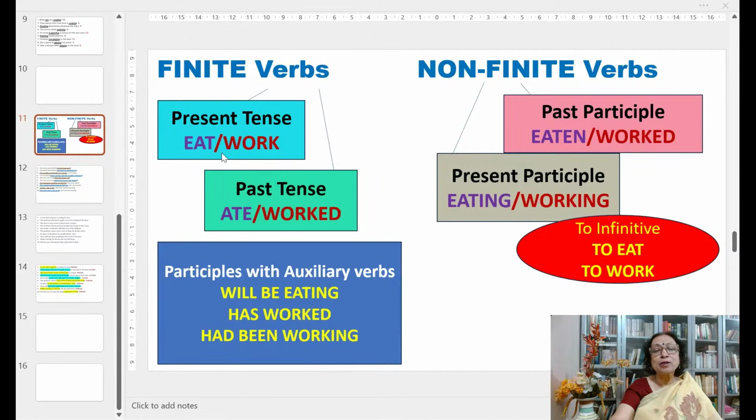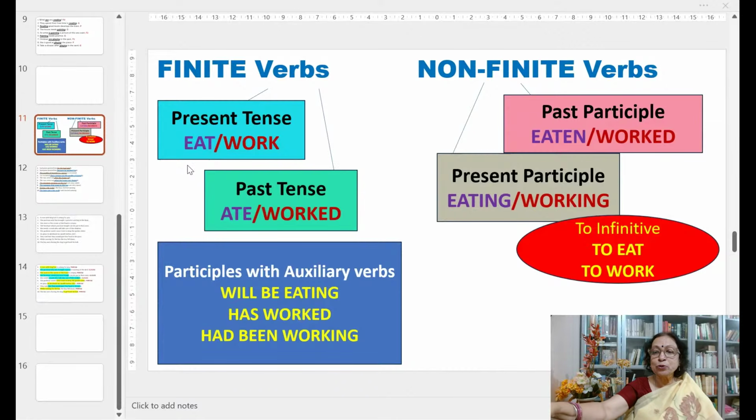We cannot have a finite verb in a phrase. You can have a non-finite verb. In a clause, it is compulsory to have a finite verb. Now, what does finite verb mean? That is a question all of you will ask me. Finite means the verb which acts in a sentence as a verb.